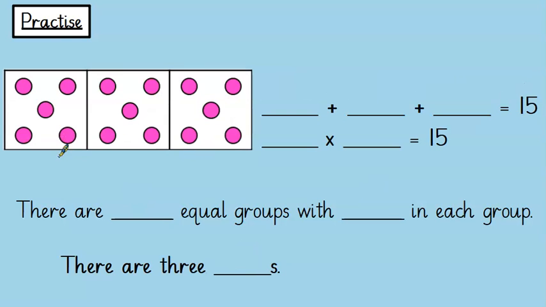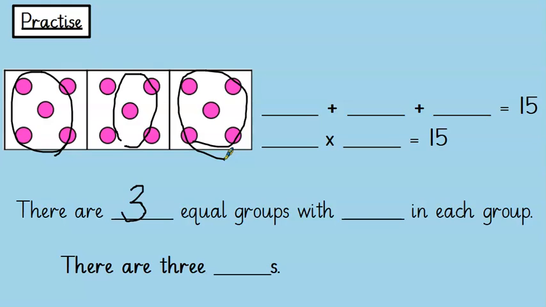How many groups have I got now? I've still got 3 groups, haven't I? I've got 3 groups. One here, one sort of there, one there, and one there. Okay, I've got 3 groups. There are 3 groups with how many in each group? 5. Can you see that? 1, 2, 3, 4, 5. There are 5 in each group. That means there are 3 5s.